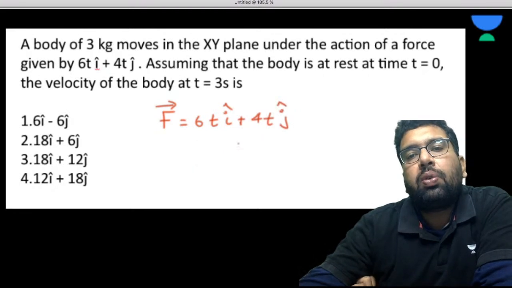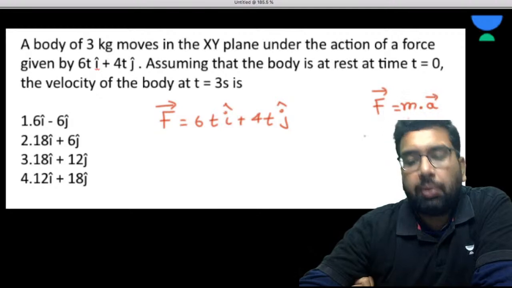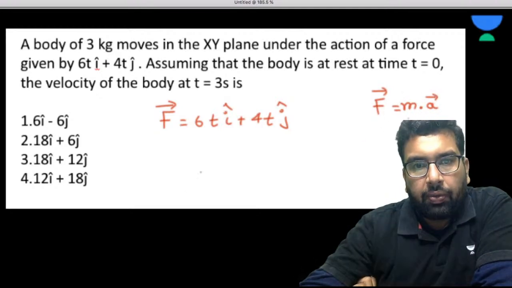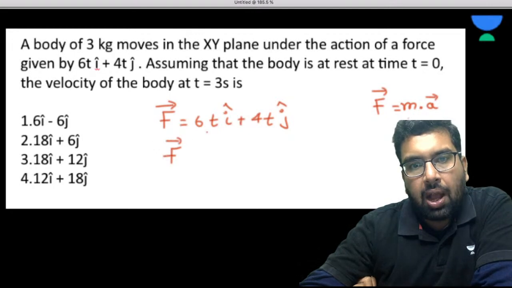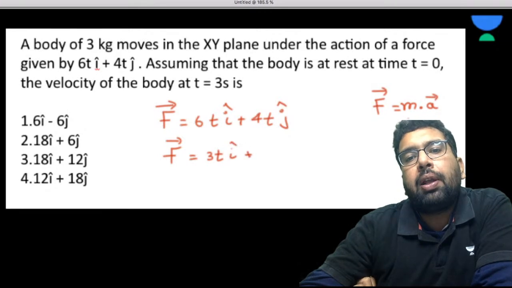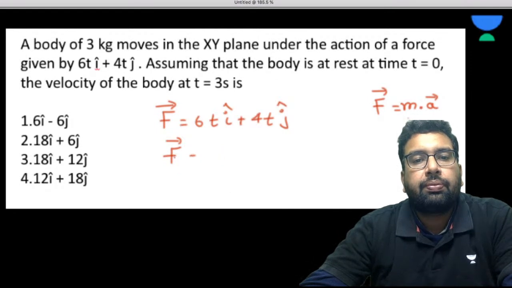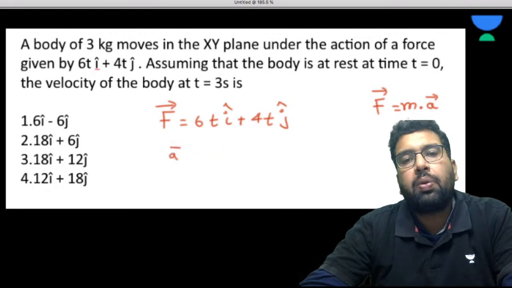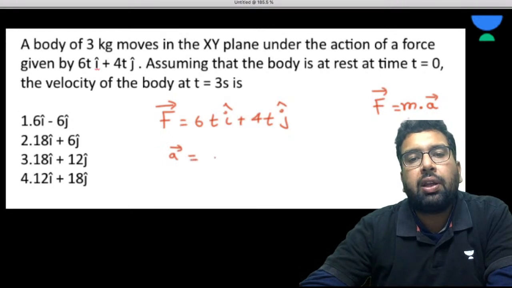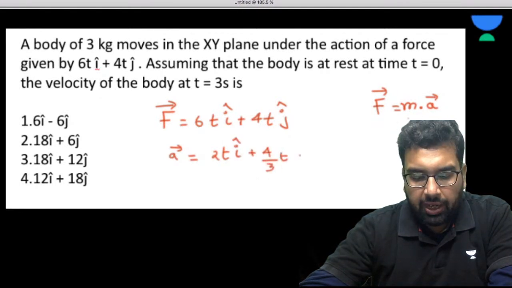Now, if this is the force, so in general, what is force? Force is mass into acceleration. So acceleration is going to be force upon mass, right? Now, if we divide this with the mass, we will be getting 3t i cap plus 4t j cap. This is the acceleration vector you are going to get. So you divide this whole equation by mass 3. So this is going to be 2t i cap plus 4 by 3 t j cap.